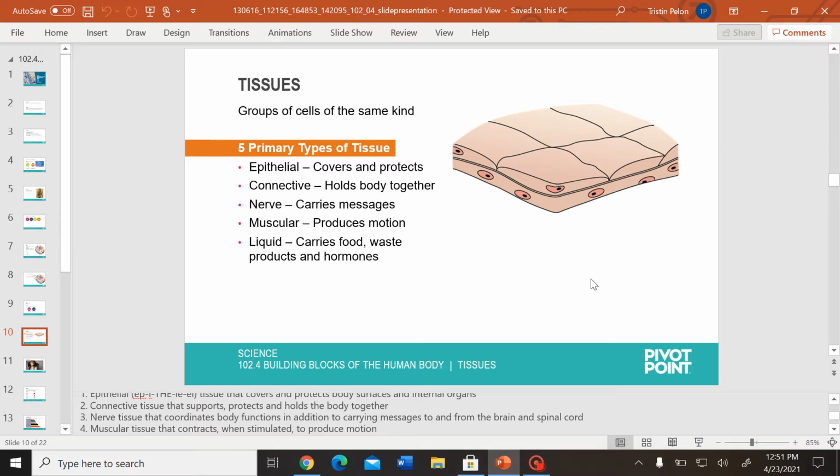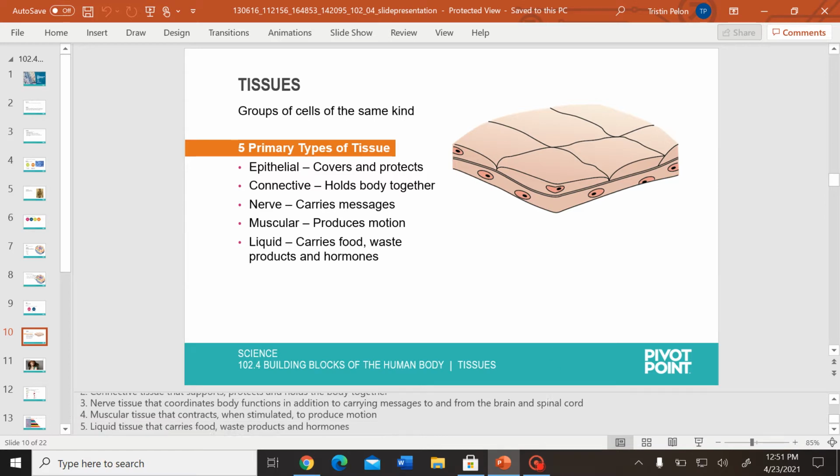The nerve tissue is going to be responsible for coordinating the body functions in addition to carrying messages to and from the brain and the spinal cord. Muscular tissue is one that contracts when stimulated to produce motion. And your liquid tissue, this is going to carry food, waste products, and hormones throughout the body.